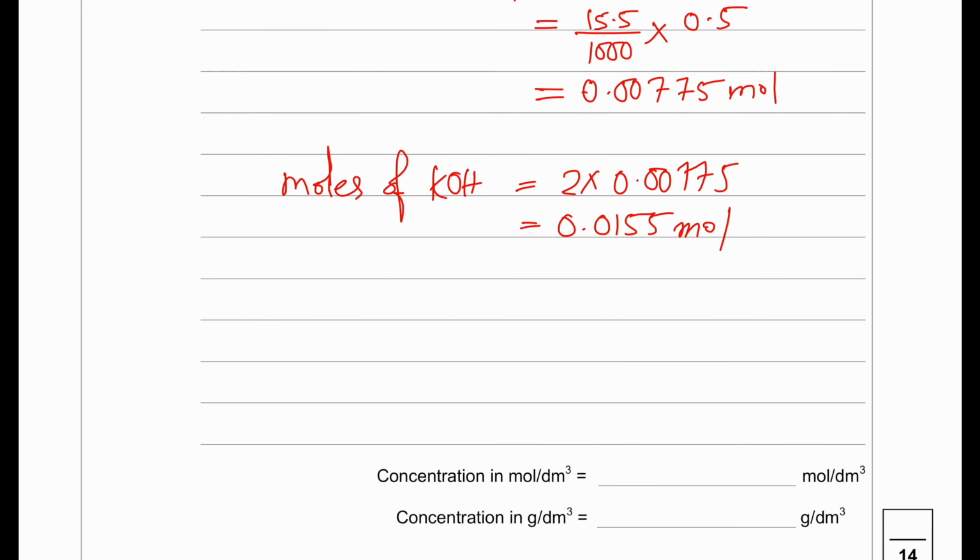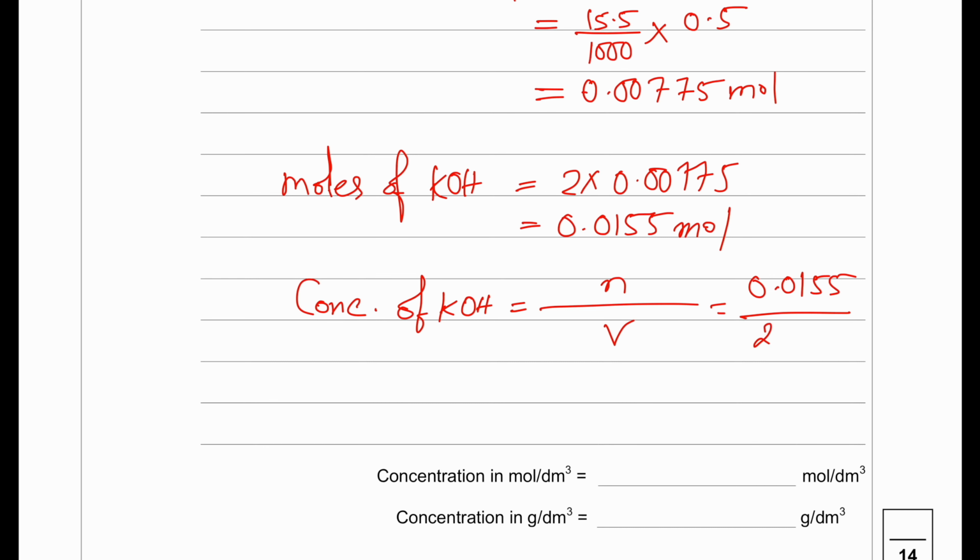Now we want to find out the concentration of KOH. When finding concentration, it is always number of moles divided by volume. So the number of moles is 0.0155 and the volume is 25 cm³, which is 25 over 1000. The reason why we're dividing by 1000 is we want to convert it into dm³. So the answer is 0.62 mol per dm³.